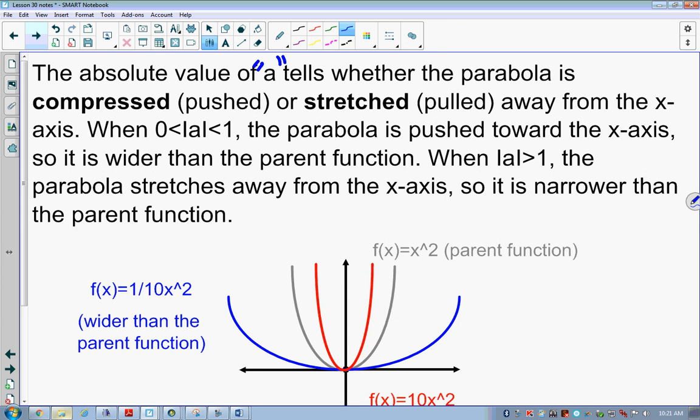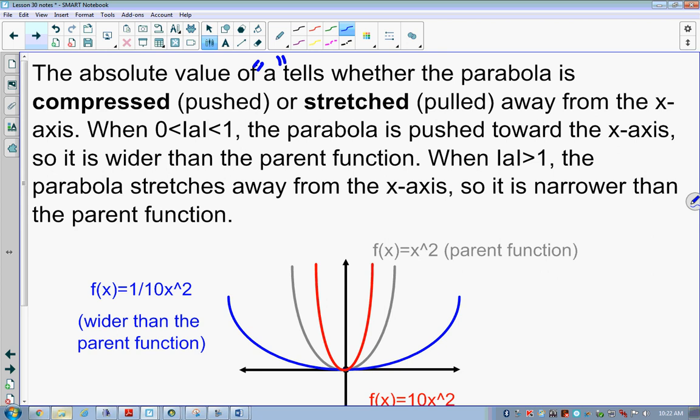So when my a is less than 1, absolute value-wise, because it can be positive or negative, all right? When it's less than 1 and greater than 0, that's referring to a decimal or a fraction. The parabola is pushed towards the x-axis, meaning that it's getting wider. Both sides are pushed down towards the x-axis. So here's where it seems a little funky, but if I get a fraction of a value less than 1, my graph is going to be wide. It's going to look bigger, okay?